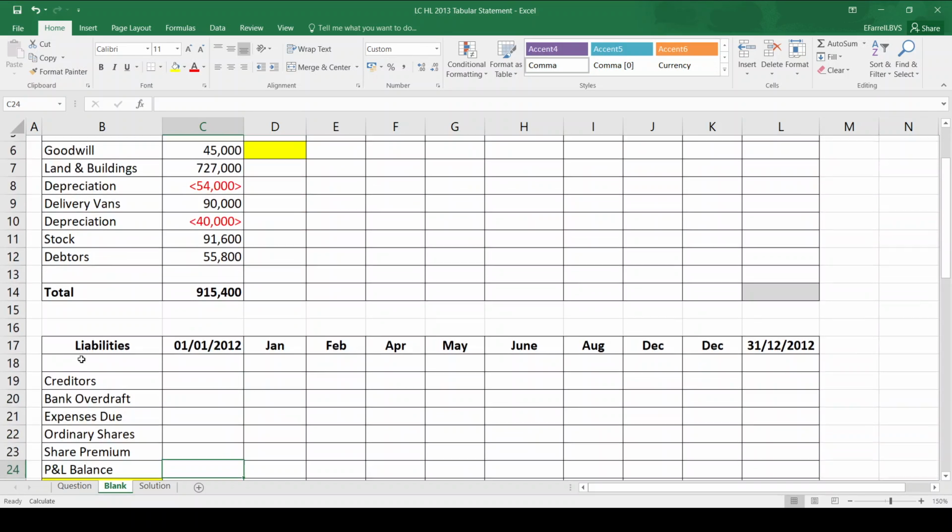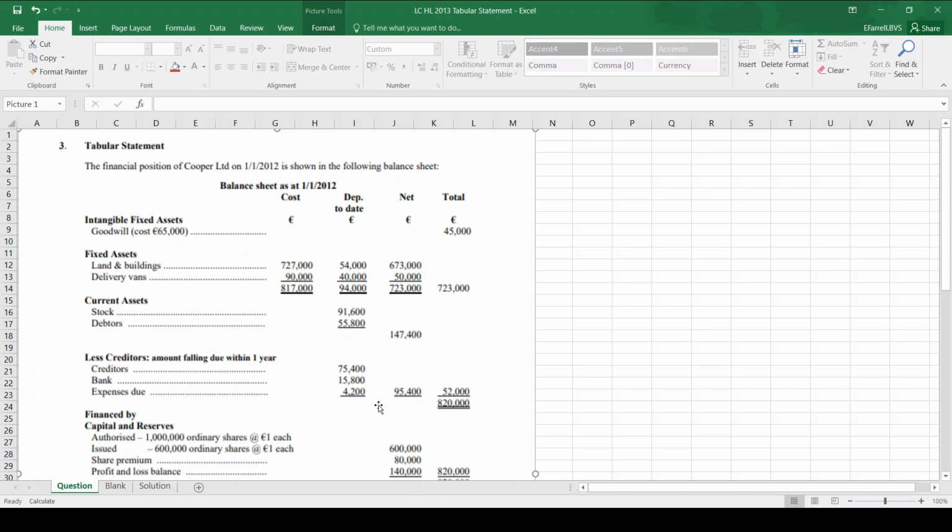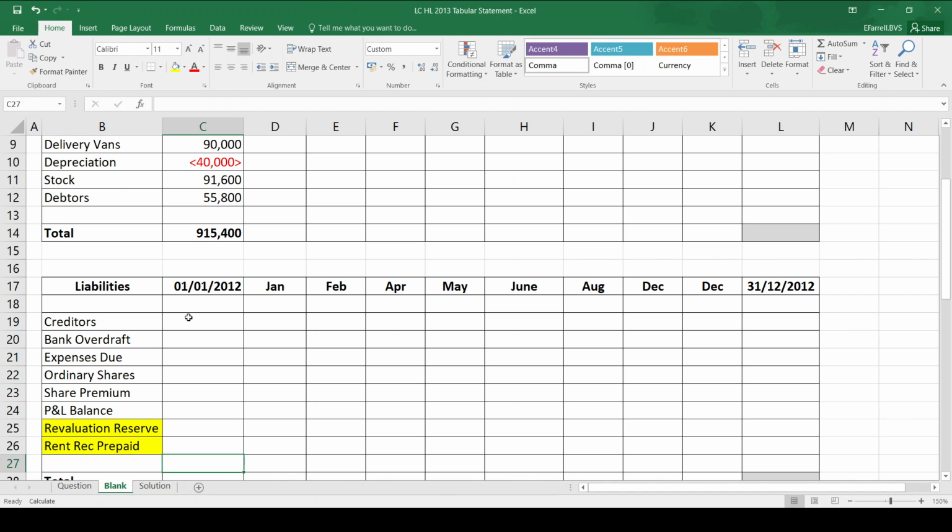We now want to put in our liabilities, which again we're getting from the question. We're going to put in our liabilities less than 1 year, and then also the share capital and profit and loss balances from down below. So from the balance sheet, creditors are 75,400, bank overdraft 15,800, expenses due 4,200, ordinary shares are 600,000, share premium 80,000, and profit and loss balance 140,000.